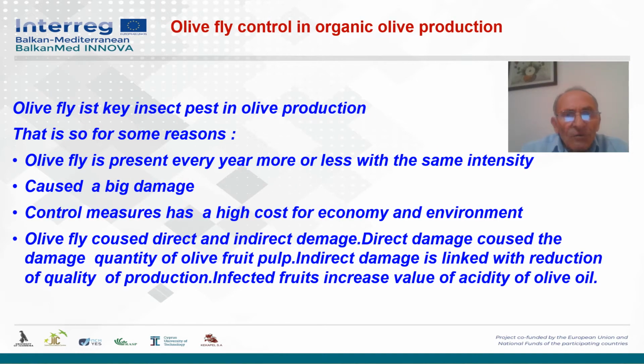Olive fly control in organic olive production. Olive fly is the key insect pest in olive production. That is so for some reasons. Olive fly is present every year with more or less the same intensity. It causes big damage. Control measures have a high cost for the economy and the environment.